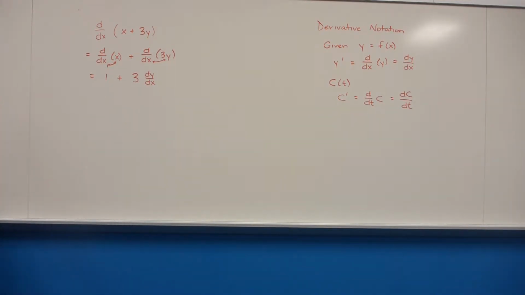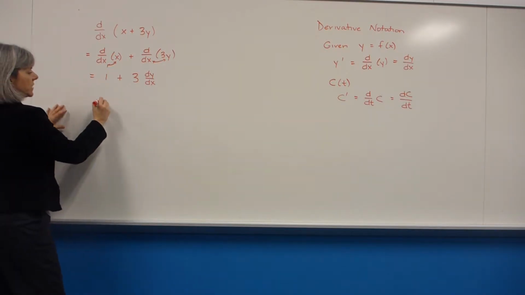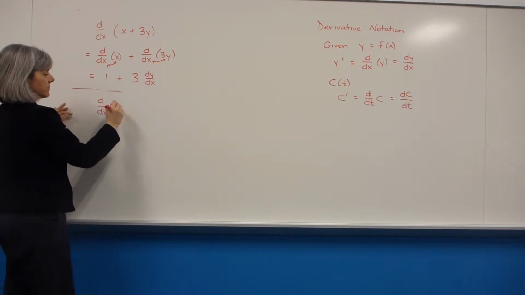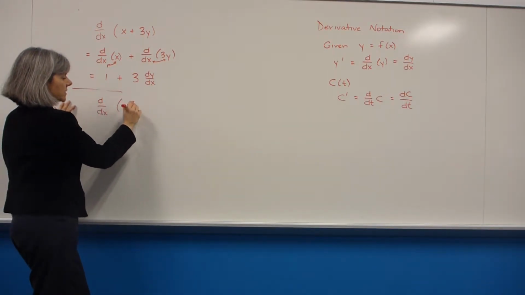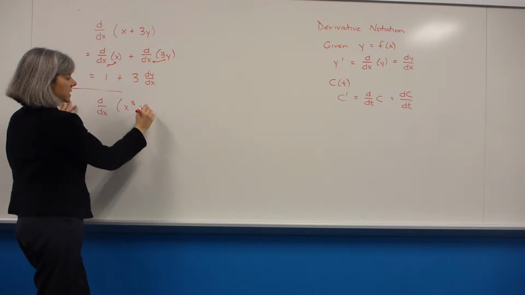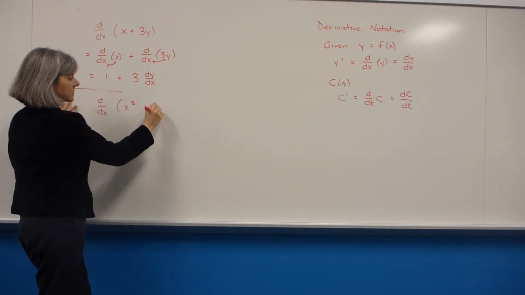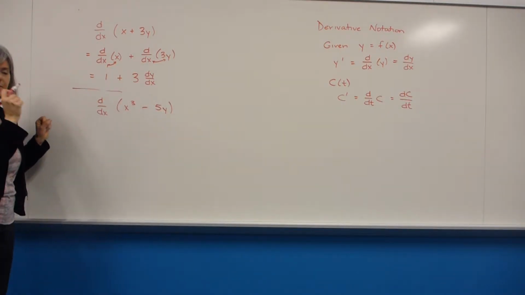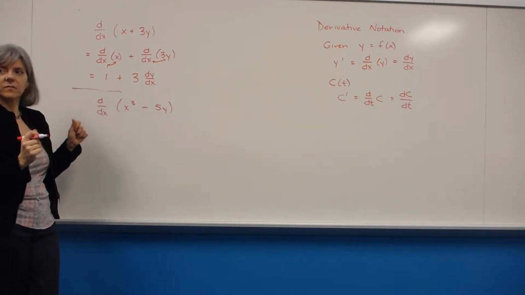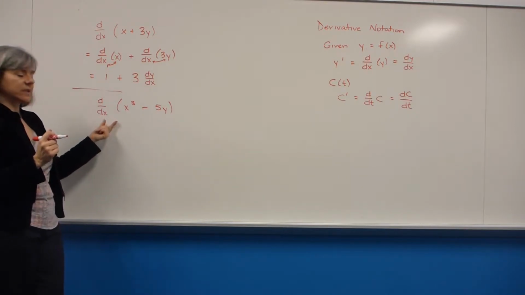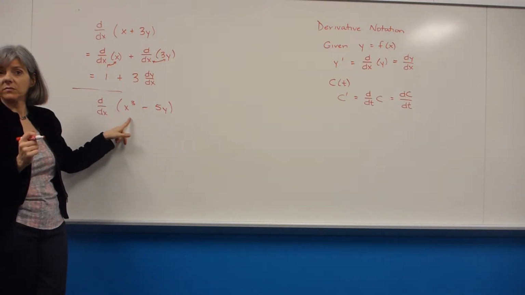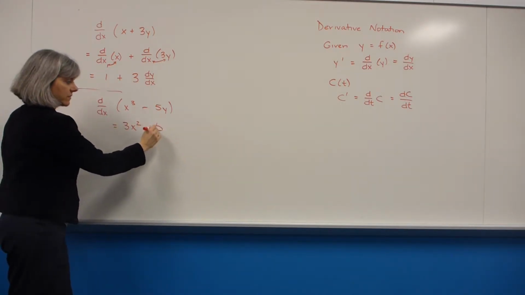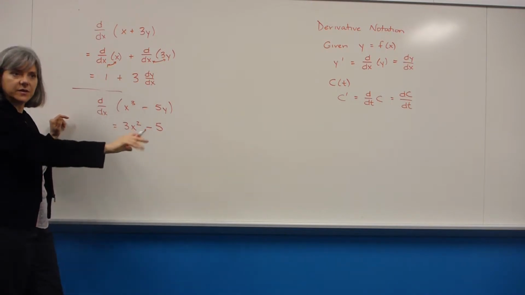Okay, so let's look at this one. Let's do another one. So here's a different example. d dx of x cubed minus 5y. This one's not in the notes, so I'm making it up. Okay, derivative with respect to x of x cubed. Can I do that one? Yes, that's a basic one, so 3x squared. Minus 5, so subtracting, multiplying by a constant carries through.